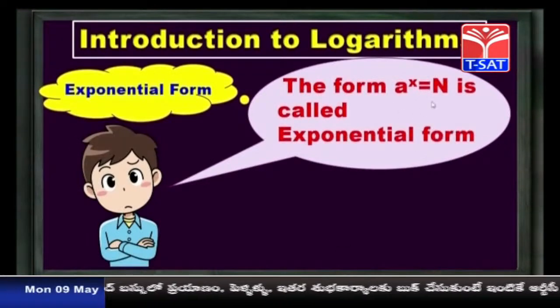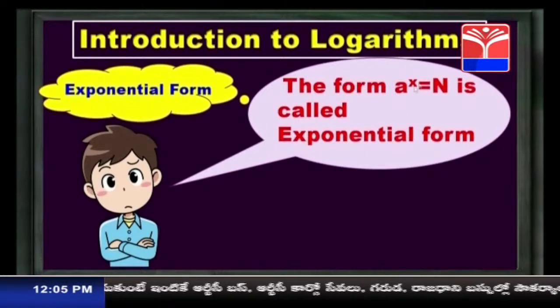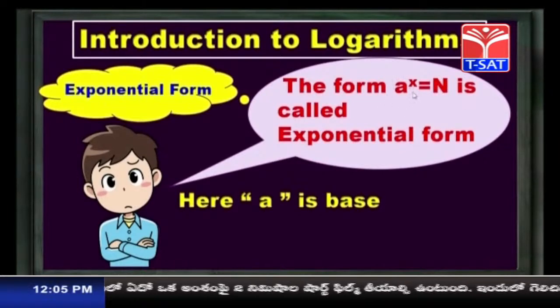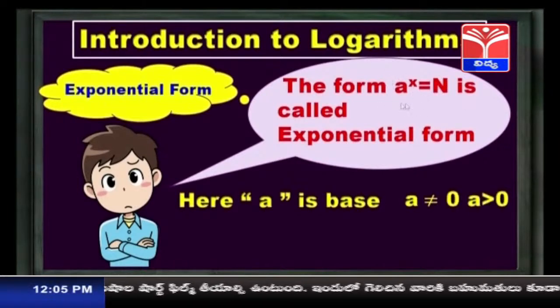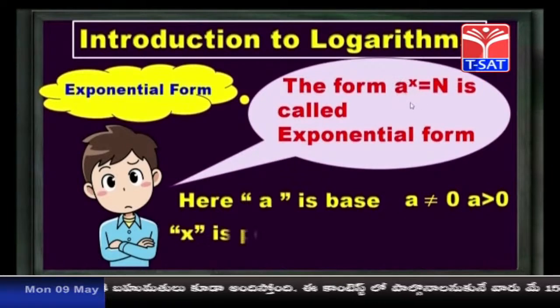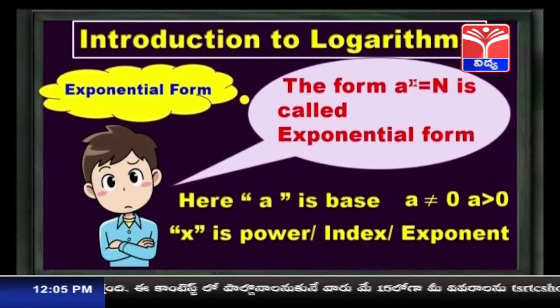Now the form a power x is equal to n is called exponential form. If a power x is equal to n, the form is called exponential form, where a is called base, and a should not be equal to 0 and a is always greater than 0, and x is called power or index or exponent.